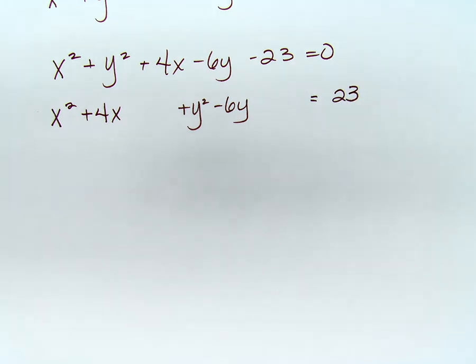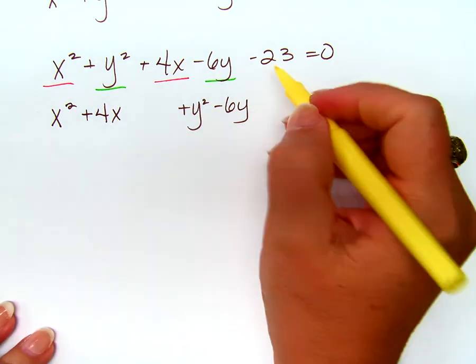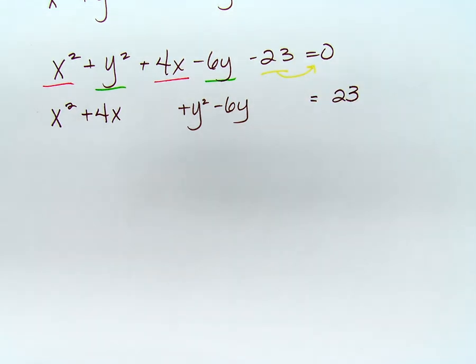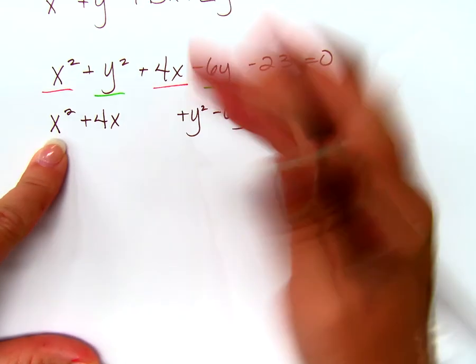Okay, so does everybody see what I did? I scooted these two terms together. I scooted these two terms together. And I moved this one to the other side of the equal sign. You okay with that? I did it all in one step. I'm trying to get you guys to get rid of unnecessary steps. You okay? Now, I just look at the x's.